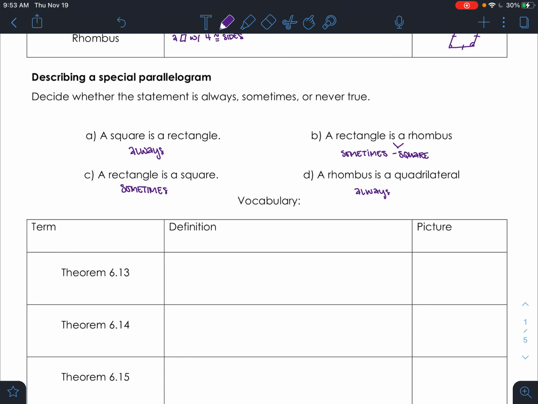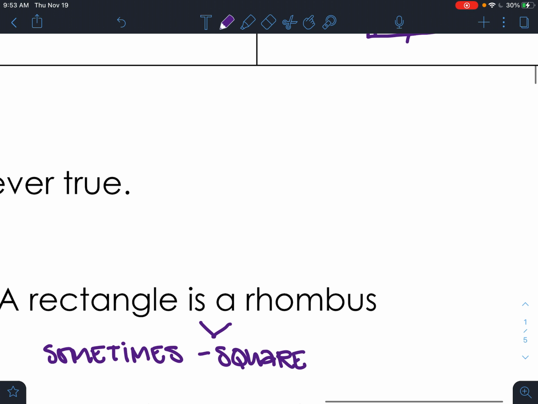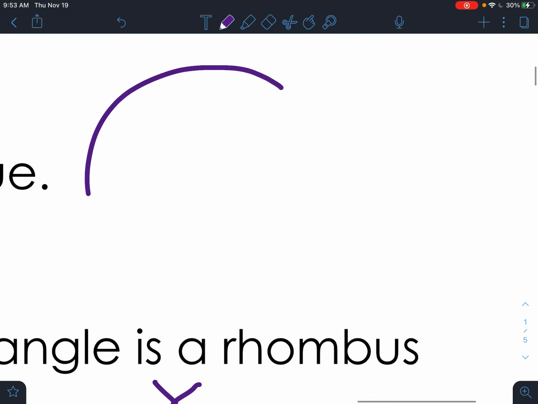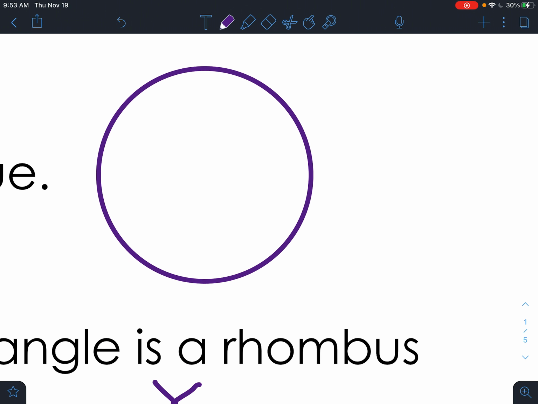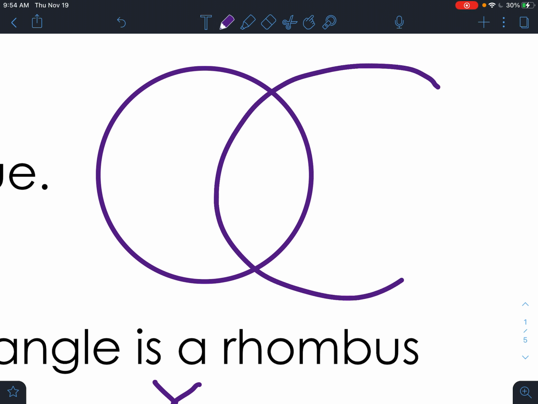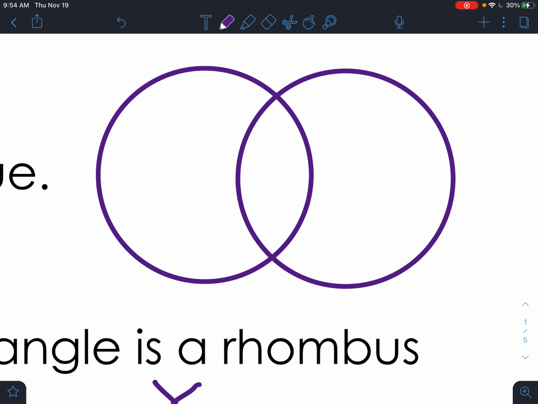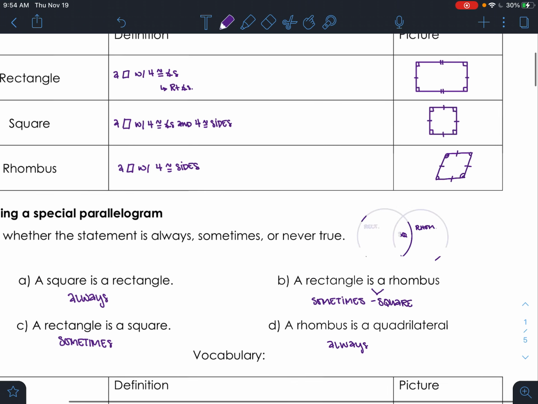Okay, so if you think of an old school Venn diagram, where I know you've talked about these before, probably in elementary school or in middle school, like the overlapping circles, okay? Like if this is a rectangle and this is a rhombus, the only time that they have something in common is whenever it's a square, okay? So that square is when they are similar to one another.